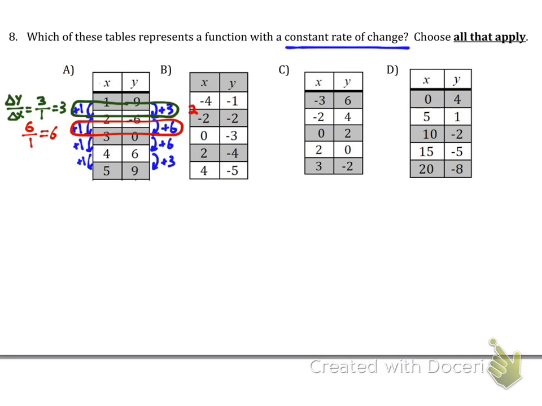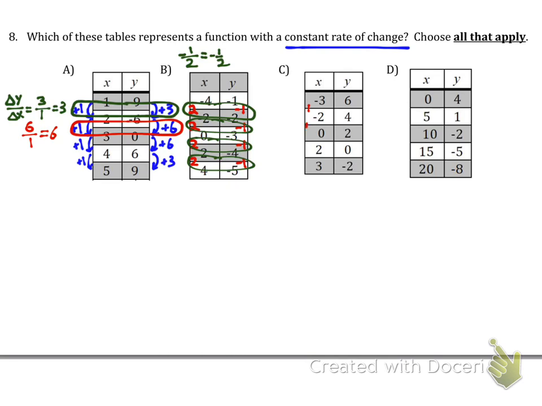B, we notice that the x values are going up by 2 each time. And I'm going to make this a little faster. Instead of drawing all the arrows, I'm just going to write the numbers it's going up by. Notice y goes down by 1 each time. To get from negative 1 to negative 2, it's minus 1. So we're going to do negative 1 over 2, which is negative 1/2. Notice that's the same for all of them, so we have a constant rate of change. But choose all that apply. Always look out for that on a test. That will get you answering more problems wrong than anything.